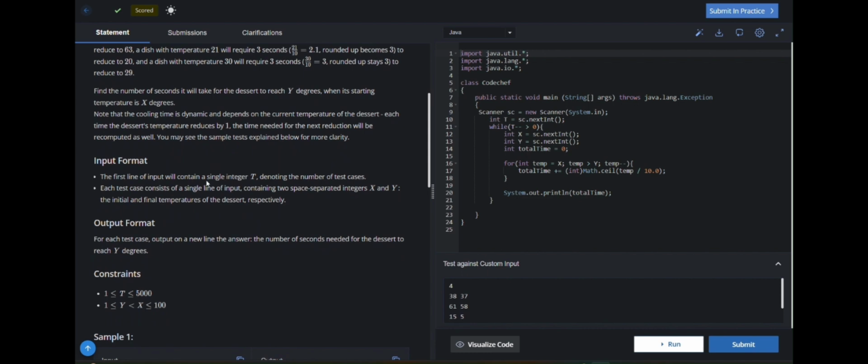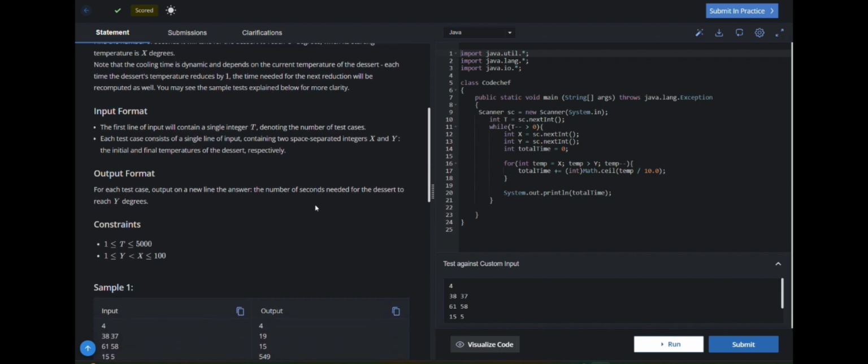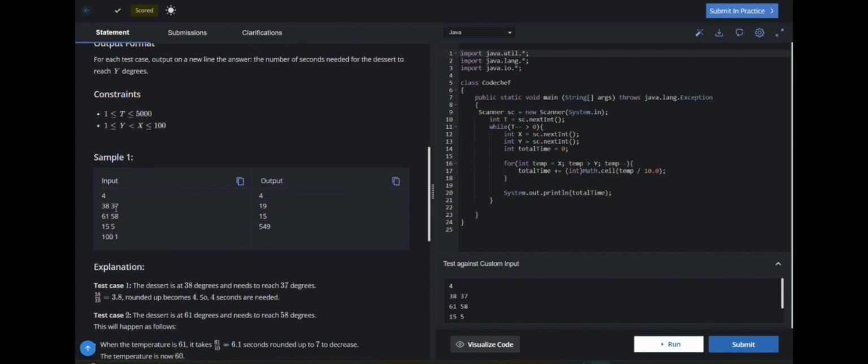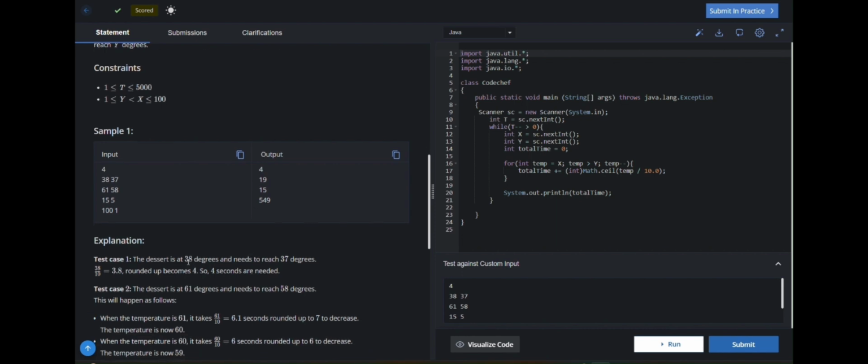In the input, we will be taking T, that is the number of test cases, and for each test case we will input two integers X and Y, the initial and the final temperature of the dessert. So let's look at some sample test cases. 38 and 37, the answer is 4. How come? The dessert is at 38 degrees and needs to reach 37 degrees.